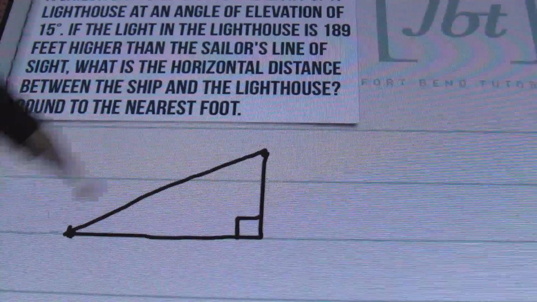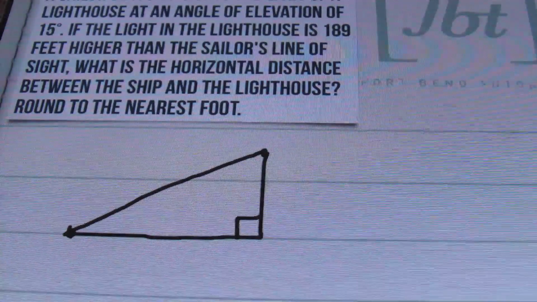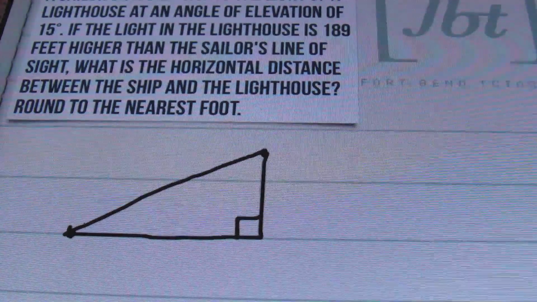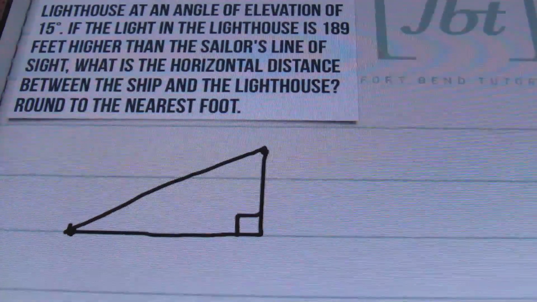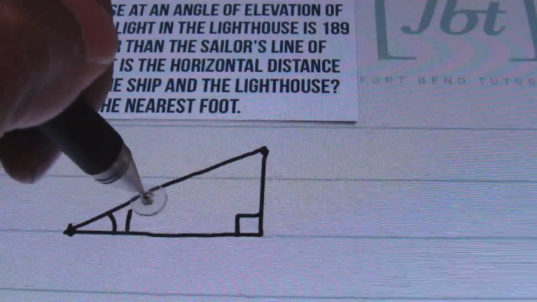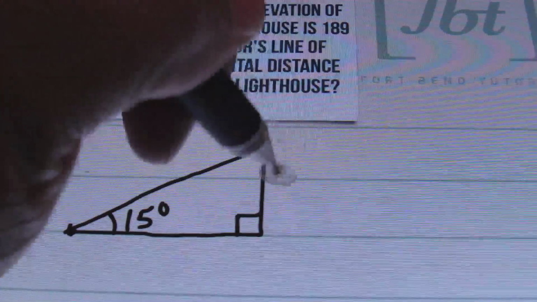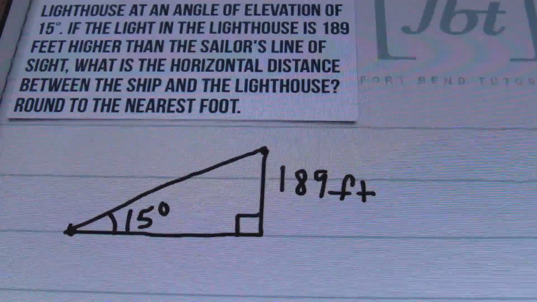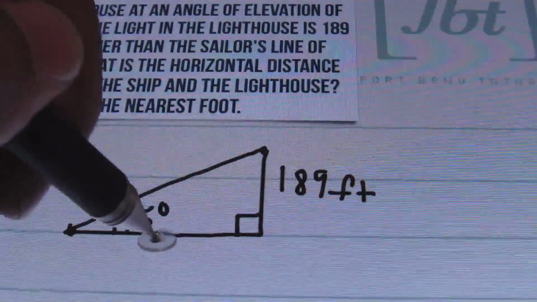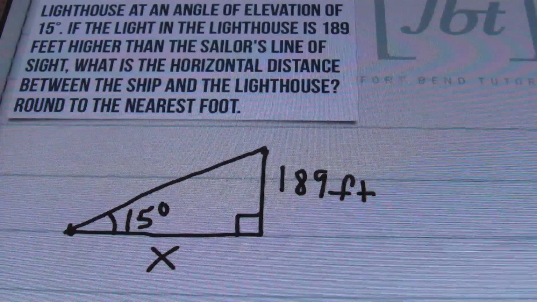So once again, you have the ship here, we have the lighthouse light way up there, and you connect the dots there and you'll end up with a right triangle every time. So that being the case, we are going to fill in the rest of the information that was given. We were told that this angle of elevation is 15 degrees. We were also told that the height of the light from the lighthouse is 189 feet. Okay? Just like so. And then we also need to find the horizontal distance, this value right here, okay? The distance from the ship to the base of the lighthouse. That's what we're looking for.